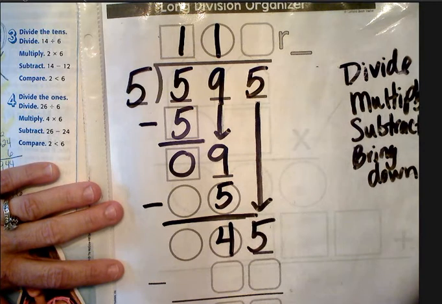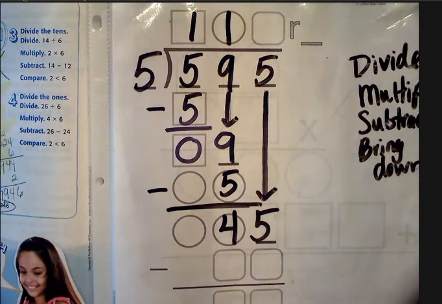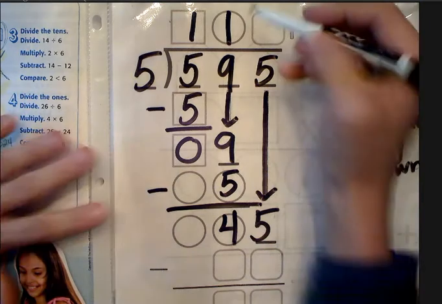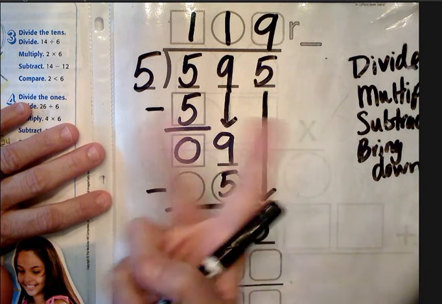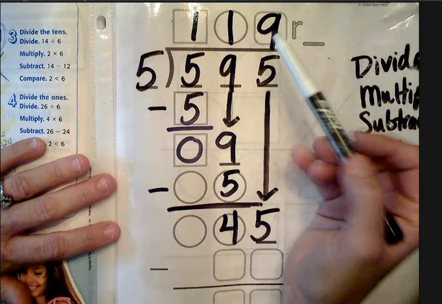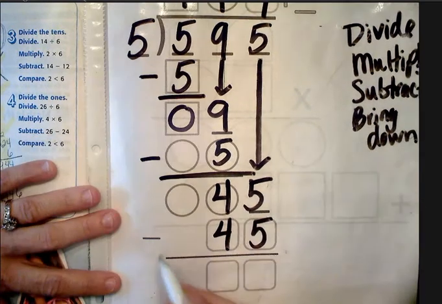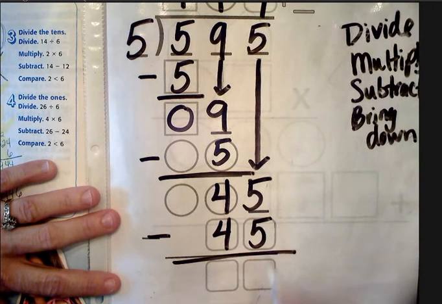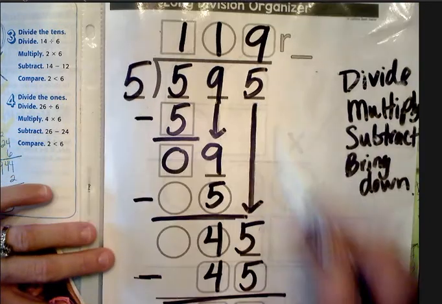Do it all again. How many times does 5 go into 45? Well, I know that math fact. I remember it. 5 times 9 is 45. If you don't remember that, you can look at a multiplication chart. You can skip count 5, 10, 15, 20, 25, 30, 35, 40, 45 to get your 9. There's lots of things you can do. 9 times 5, multiply, is 45. Now I subtract. 45 minus 45 is 0. There's nothing left to bring down, so I'm done and have no remainder.